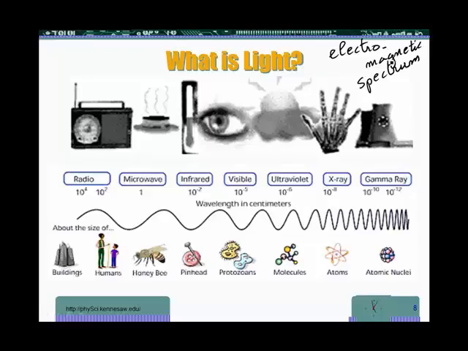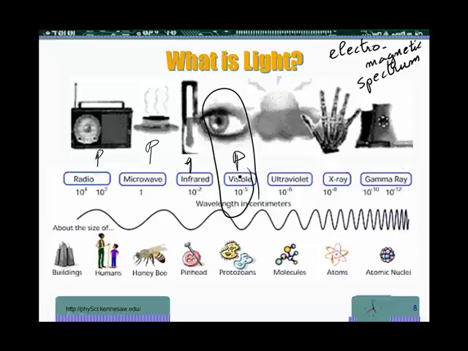Now, waves including what we call radio waves, like what you see here, microwaves, infrared, visible light. This is actually what we call light, the visible part of the spectrum. Ultraviolet, X-rays, and gamma rays. All of these are part of the electromagnetic spectrum. Light is what we consider the visible portion of that.